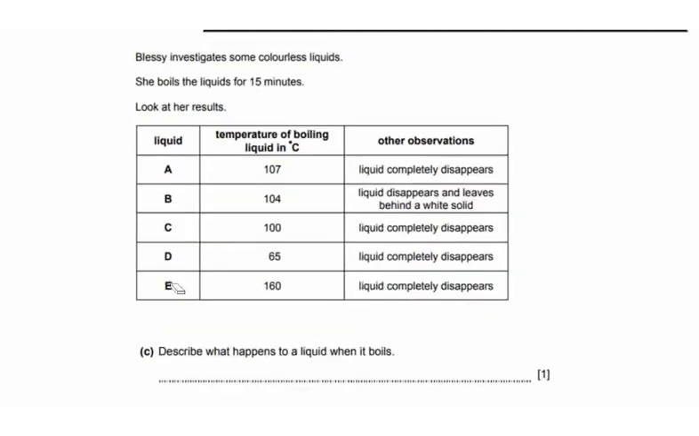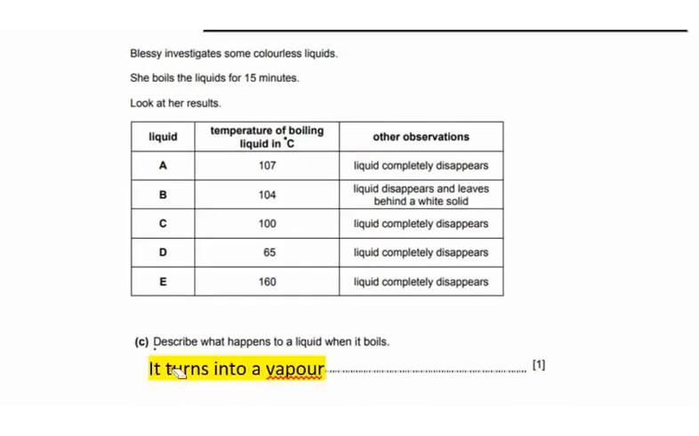Let's go to question C. Describe what happens to a liquid when it boils. The answer is it turns into a vapor when it boils.